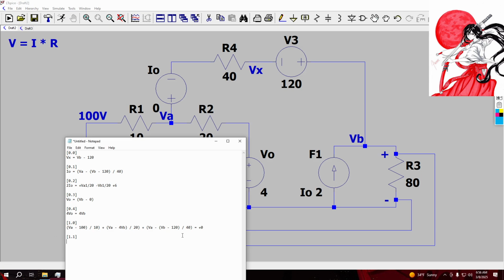And what is 2IO equal? So we're going to have negative VA, my bad, negative VA times 1 over 20, minus VB times 1 over 20, plus 6. What is it? Plus 6. Yeah, this is plus 6.